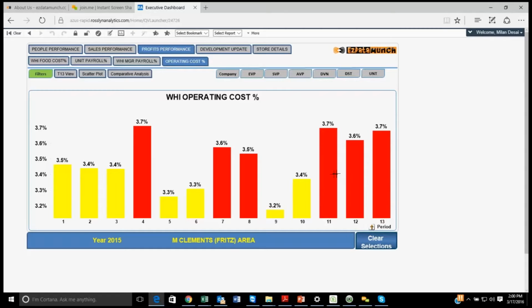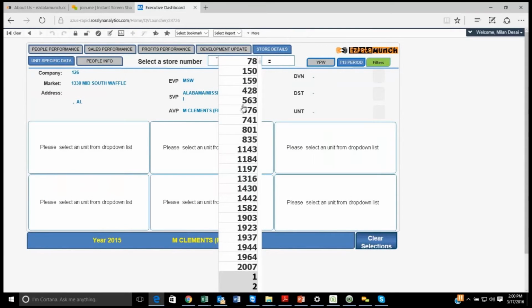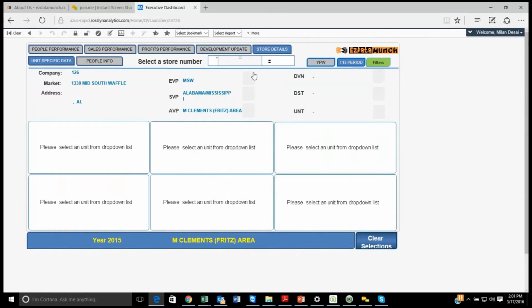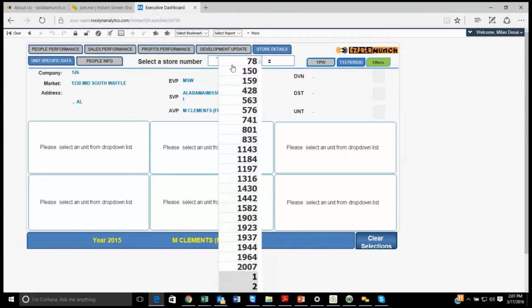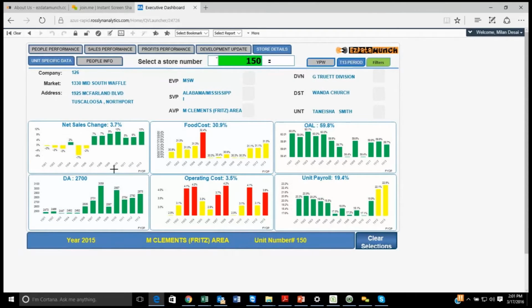Now, once you look at this specific performance, you want to look at one of the stores that this person manages. When you look at the store, you will see the list of all the stores, and whatever stores are not managed by this area manager are grayed out. So you see them, but they are not really applicable. So let's select one of the stores here. Let's say 150.